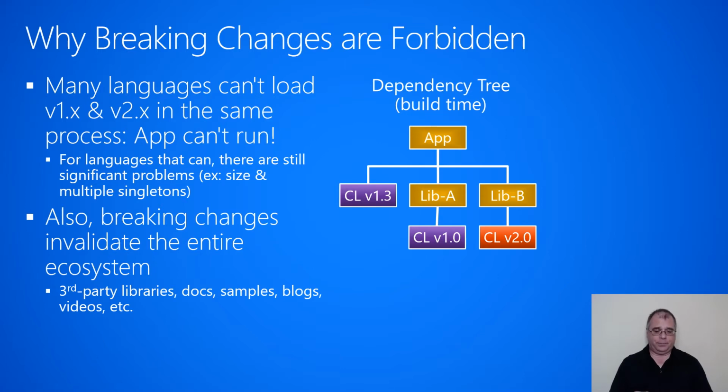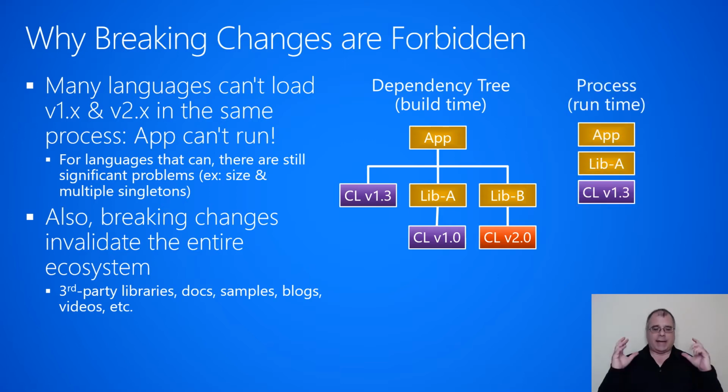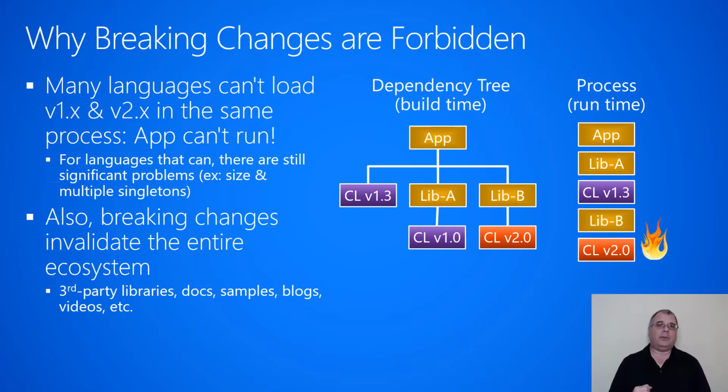Well, this is all fine and this may build perfectly fine, but at runtime, we're going to try to load into a process the app and library A. And then the app needs client library 1.3 and library A needs client library 1.0. Well, only one of those will be loaded at runtime, and it will be the latest version typically. So that will be client library 1.3. So now the app and library A will both be using client library 1.3, and hopefully that's backward compatible with 1.0, so everything should work fine. But now when the process tries to load library B, it requires client library 2.0.